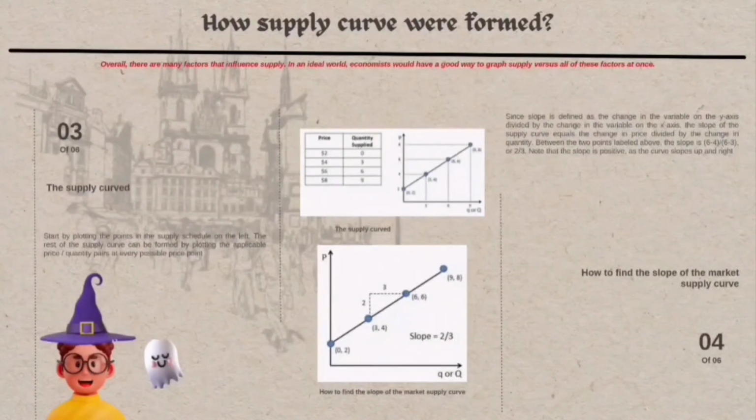And now we will learn how to find the slope of the market supply curve. Since slope is defined as the change in the variable on the y-axis divided by the change in the variable on the x-axis, as we can see on the graph, the slope of the supply curve equals the change in price divided by the change in quantity between the 2 points labeled above. The slope is 6 minus 4 per 6 minus 3, or 2 per 3. Note that slope is positive as the curve slopes up and right.